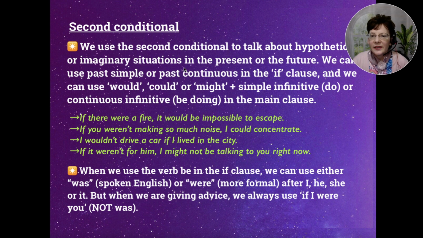Okay, let's talk about second conditional. So we use the second conditional to talk about hypothetical or imaginary situations in the present or the future. We can use the past simple or past continuous in the if clause, and we can use would, could, or might plus a simple infinitive, do, or continuous form like to be doing in the main clause. So here are some examples. If there were a fire, it would be impossible to escape.